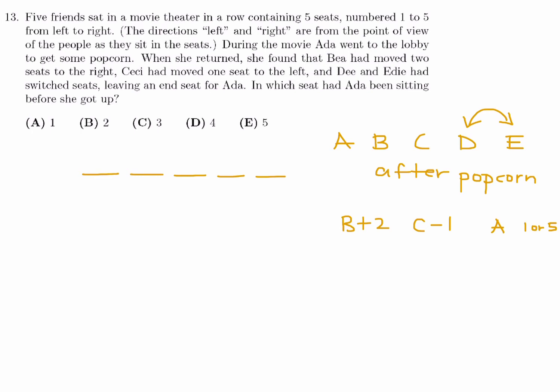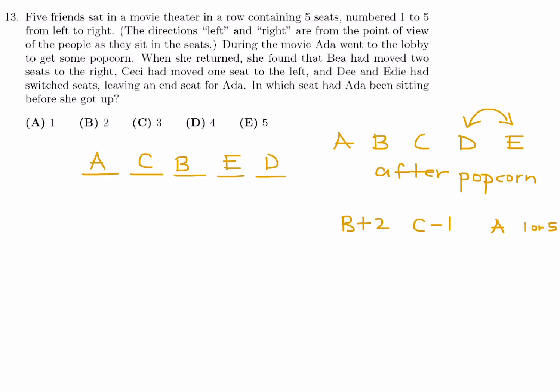Okay, let's start off and see what we get. A is going to end up in an end seat, so I'll use 1 as a possible. B is now 2 places to the right, so let's say B was initially here, so 2 places to the right means B is going to end up here. B plus 2, 2 spaces to the right. C, let's say C was here, and after the popcorn it goes minus 1, so 1 to the left, so C ends up here. And then D and E, if they were like this before, they're going to switch spots and become E and D like this. And this all fits. So if it fits, it works.